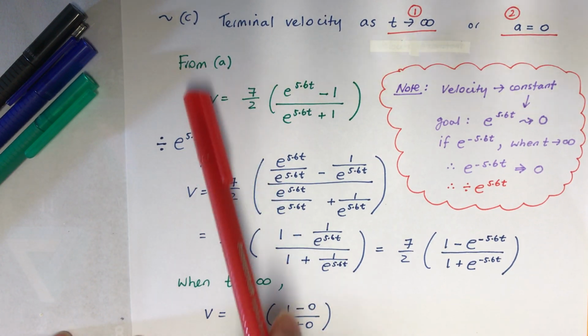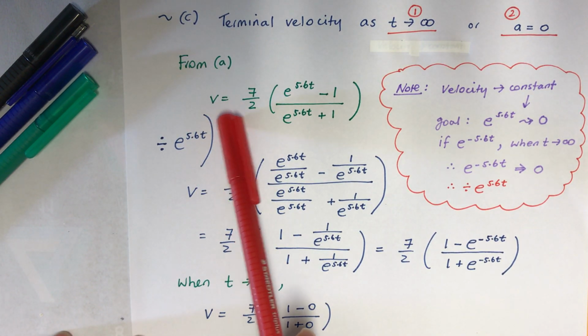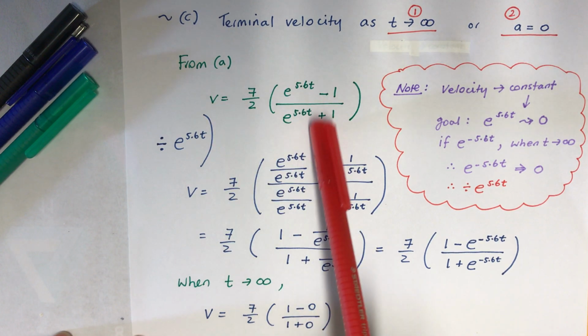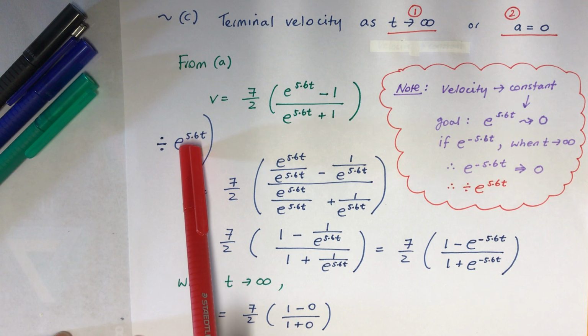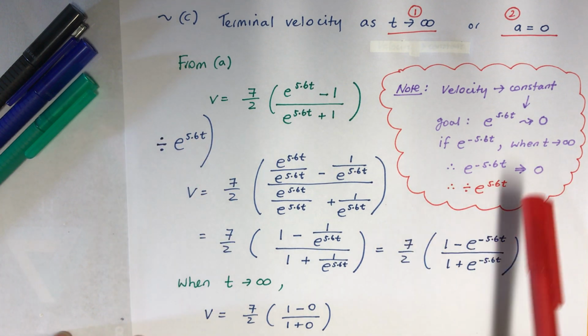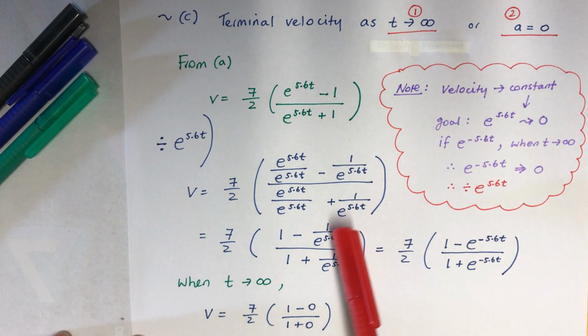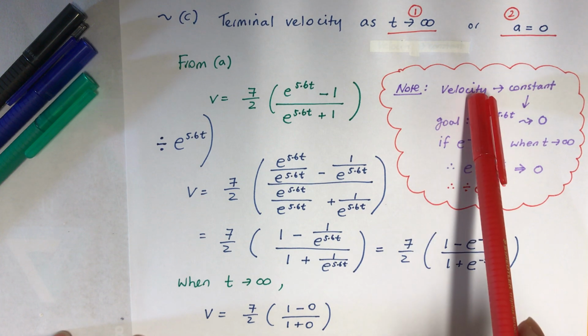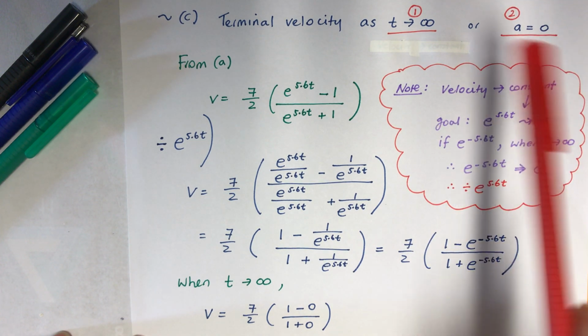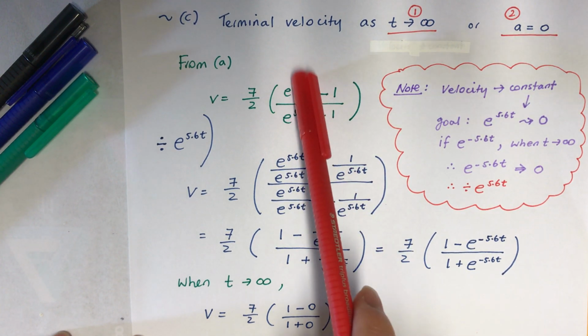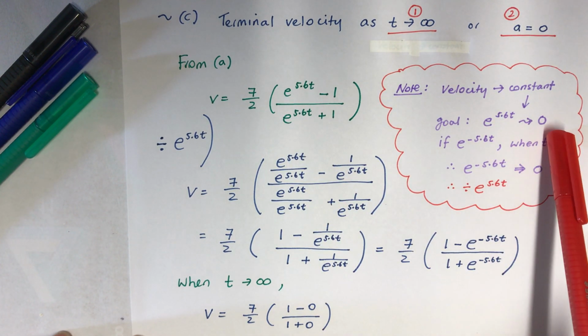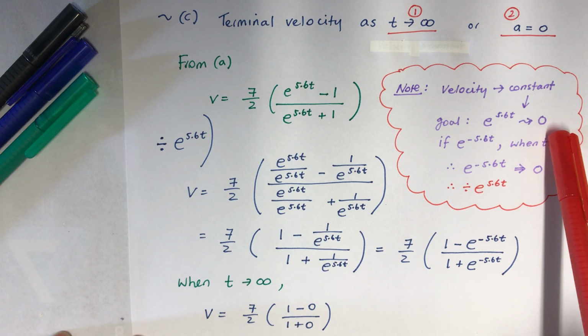So first one, from part A, velocity was like this. It was given, the proof. And then I'm just going to divide it by e to the power of 5.6t. Why? Here is the reason why I need to do that. Now, velocity, we want it to be constant. So we don't want to have this. We want to have a whole value. So I need to get rid of this, to make it 0. That's what I mean by get rid of it.